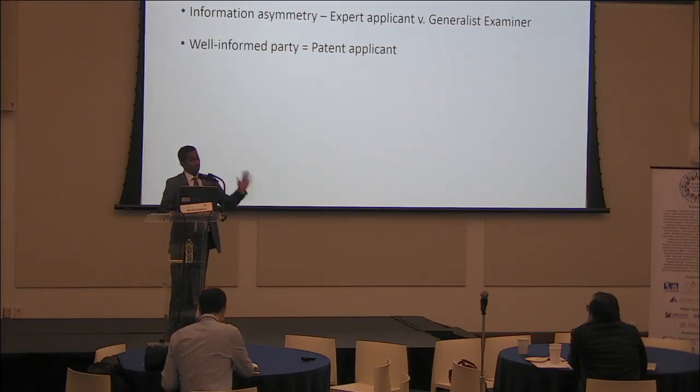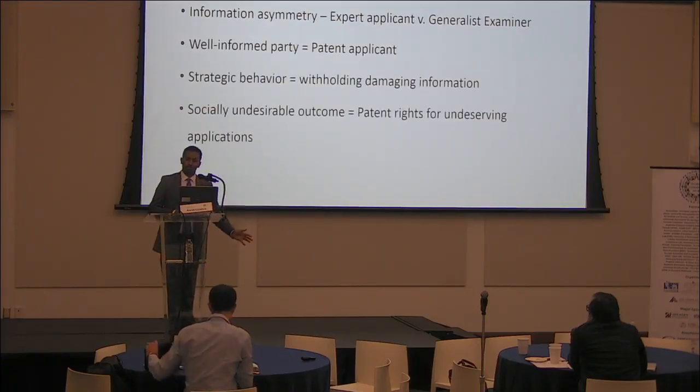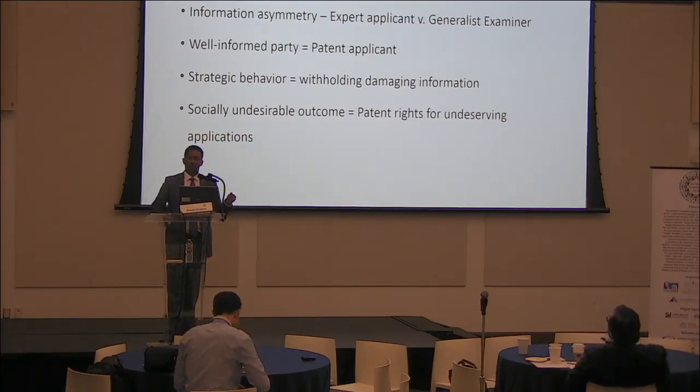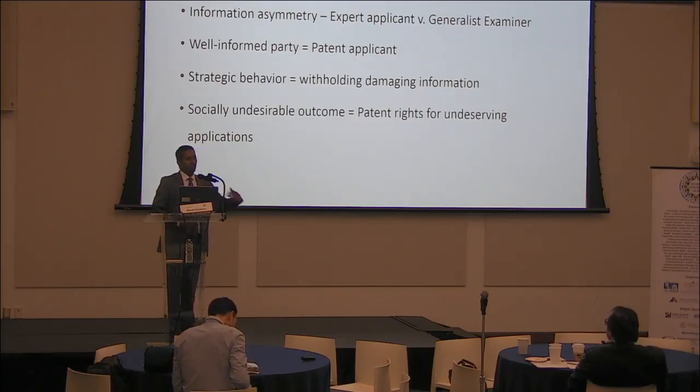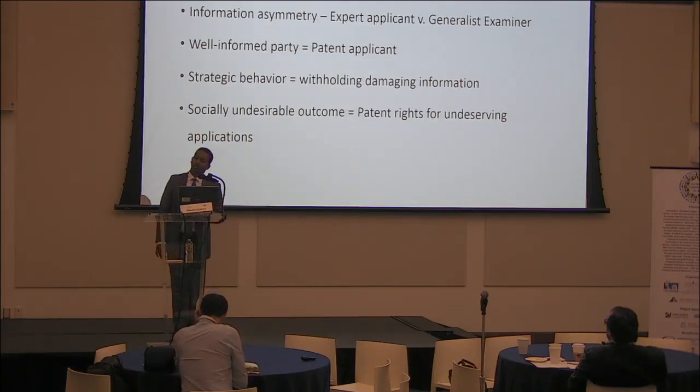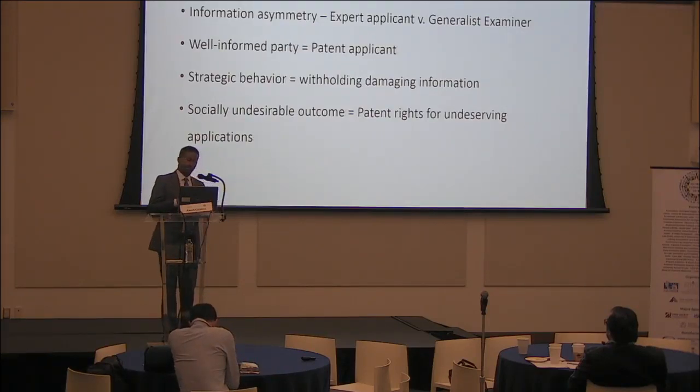In this case, the patent applicant is a well-informed party that's acting strategically. The strategic behavior is withholding reliance on traditional knowledge to block a socially desirable outcome from taking place. The socially desirable outcome is the granting of patent rights only to deserving patent applications, right? So when a patent applicant withholds their reliance on traditional knowledge and receives a patent right, that's socially undesirable, and that's what we worried about.